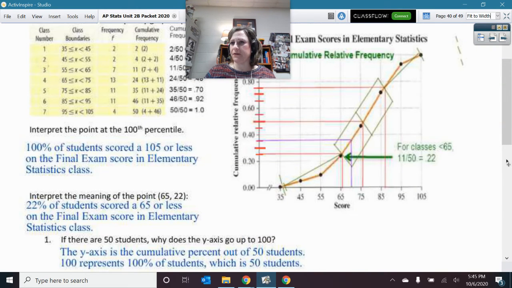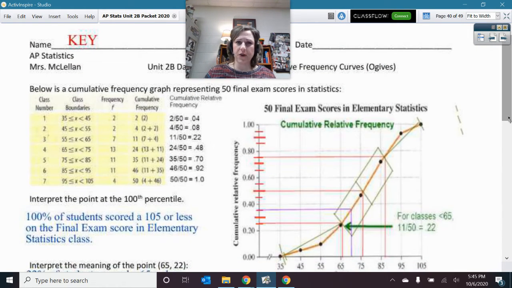All right, our cumulative frequency plots and our ogives. Let's go ahead and do our interpretations. So that 100th percentile is where you have 100% of data less than that amount, which of course is all the way up here. Remember, we say Y percent of items have X amount or less, and then context. So 100% of students got a 105 on their elementary statistics final exam or less.